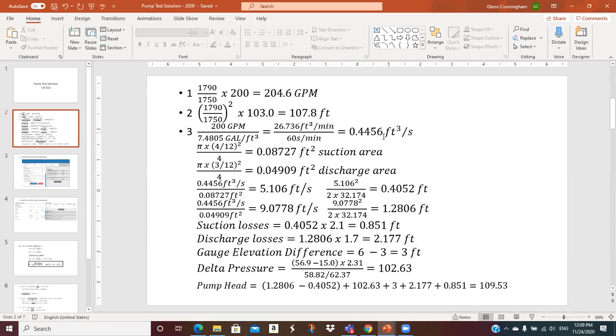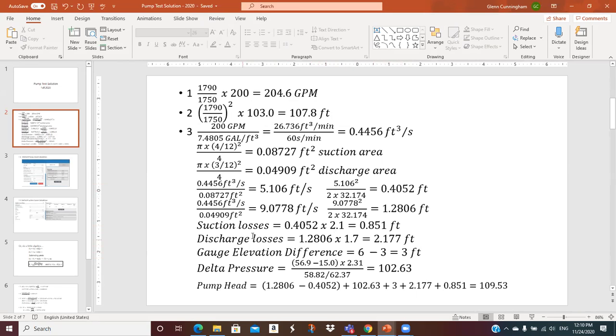And then you can take this volume flow rate and divide by cross-sectional area, and that gives you the average velocity. And so in the 4-inch pipe, we're at 5.106 feet per second. And then you can take that v squared over 2g, that's the velocity head, where g is just the gravitational constant. I didn't write all the units on this one, but it comes out in just feet. So in the 4-inch pipe, velocity head is 0.4052 feet. And in the 3-inch pipe, same arithmetic, just change the number. This is the cross-sectional area at 3 inches. So we've got 9.0778 feet per second. And then that squared divided by 2g is 1.2806 feet. So those are the velocity heads at the two different diameters.